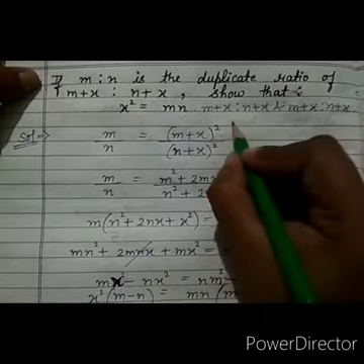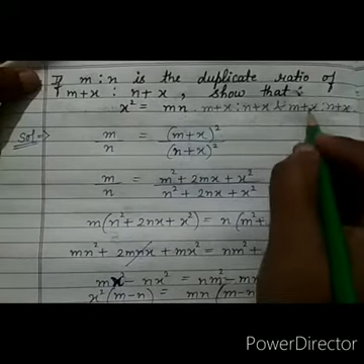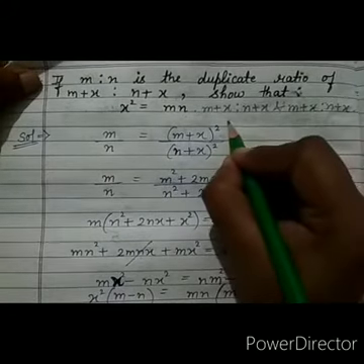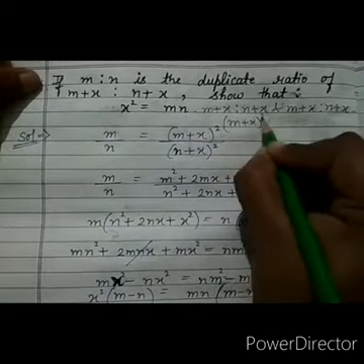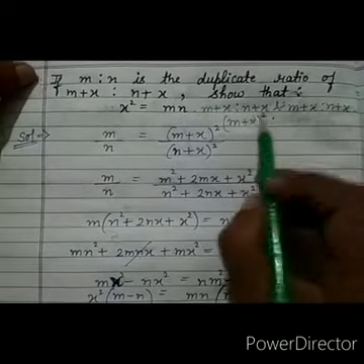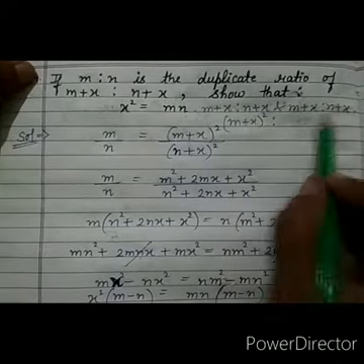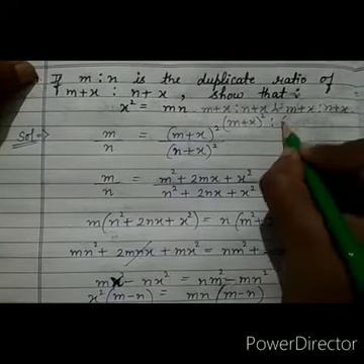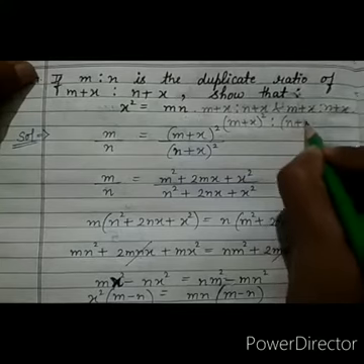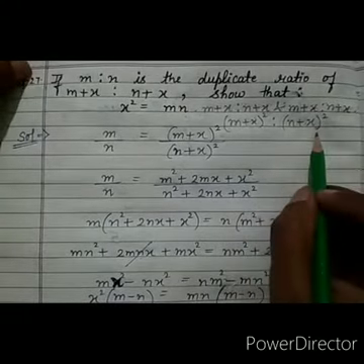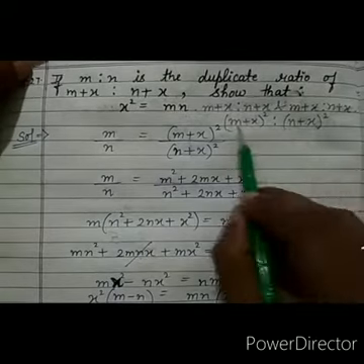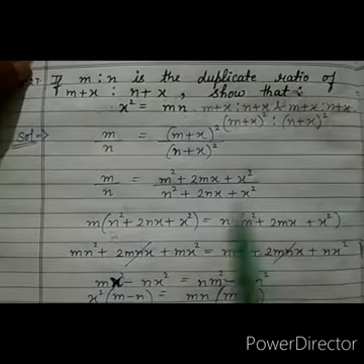So first we have to multiply the first terms of both the ratios. So m plus x into m plus x becomes m plus x whole square. And when we multiply the second terms of both the ratios, n plus x multiplied by n plus x becomes n plus x whole square. So this is the compound ratio, and this ratio is the duplicate ratio.